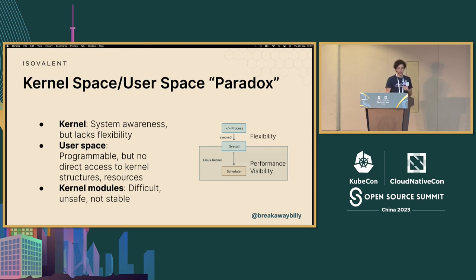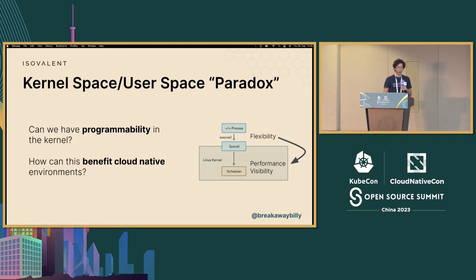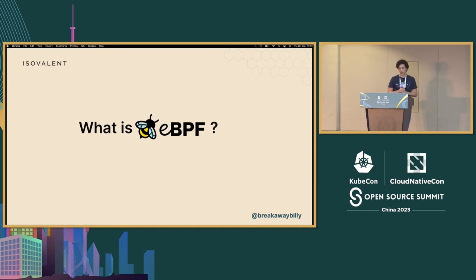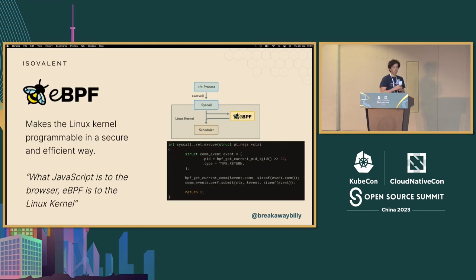There are kernel modules, but they come with their own set of problems: they're difficult to code, they have the potential to crash the kernel, and they're not always stable, which obviously you don't want if you're running a mission-critical system. So how can we overcome this challenge and get the best out of both? Can we enable programmability in the kernel, and how will this benefit the cloud-native world? That's where eBPF comes along. So what is eBPF? At an extremely high level, eBPF makes the Linux kernel, and actually a lot of kernel systems, programmable. It's beyond just Linux now, but it helps provide that flexibility in the kernel, and it makes it programmable in both a secure and efficient way.